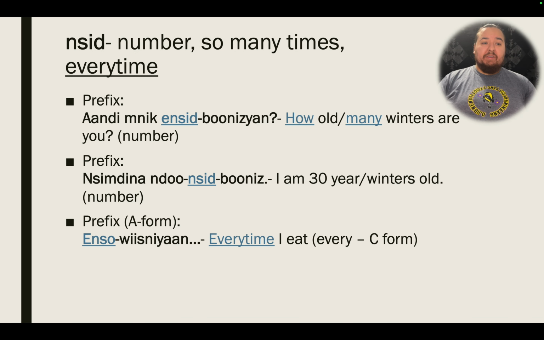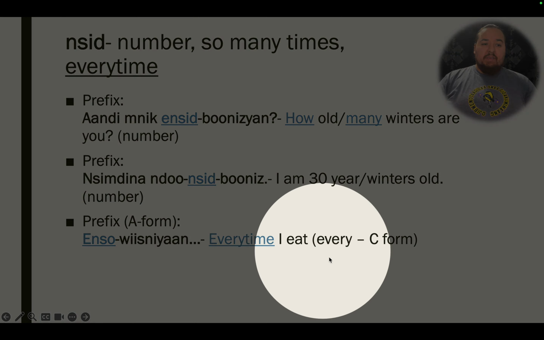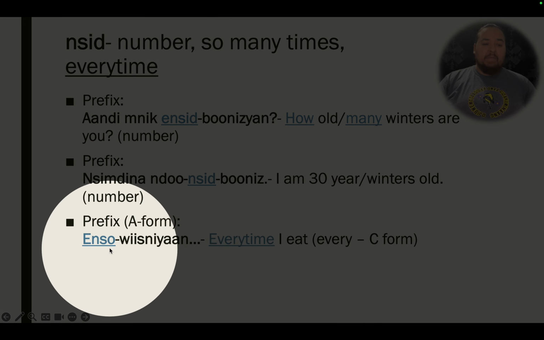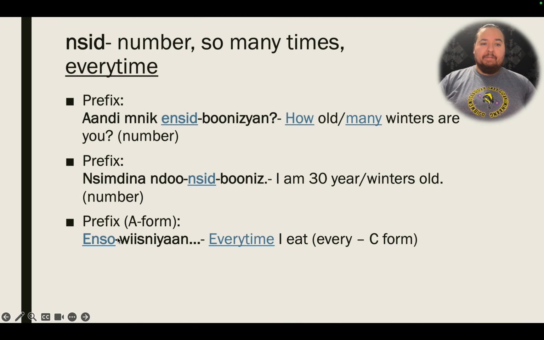Next, we have a prefix, and so this is when you use enso. So enso wisnian means every time I eat. So this is in C form here. And so remember, every time you hear ensa, it means every or every time.